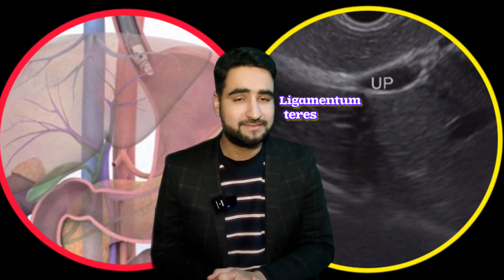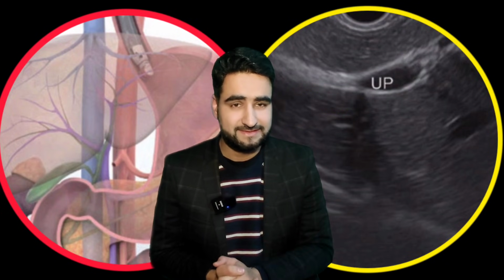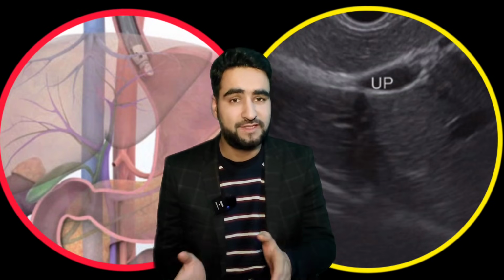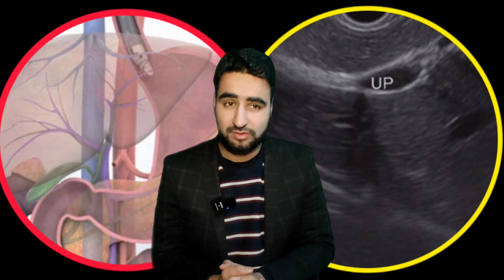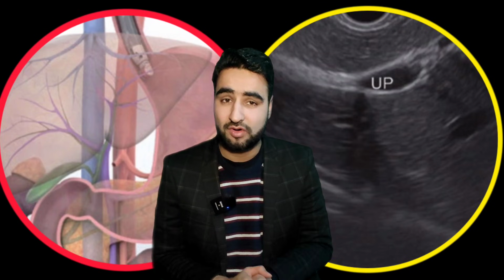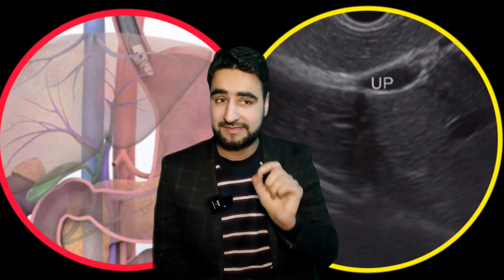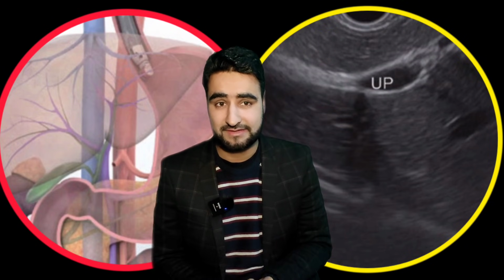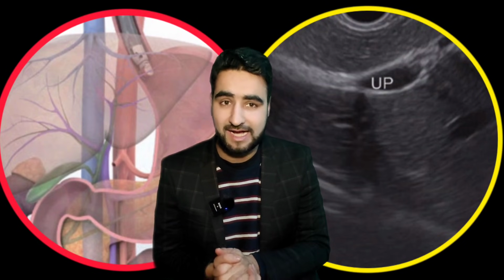Another is ligamentum teres. What is this? It's a fibrous remnant of the left umbilical vein from fetal life. It lies inferior to the left portal vein, which means left on the endoscopic ultrasound image. It divides segment 3 from segment 4B of the liver. These ligaments are your anatomical friends. They help you orient yourself within the complex hepatic architecture.